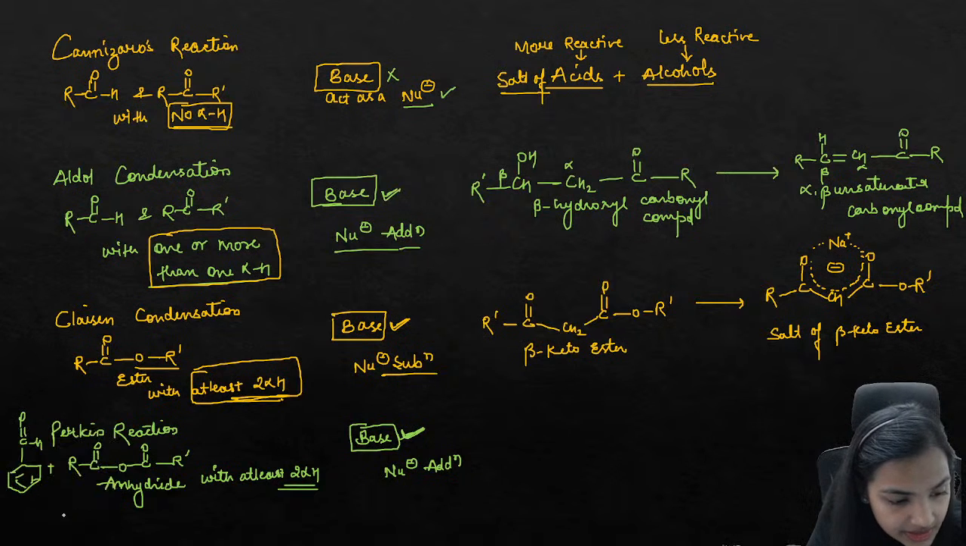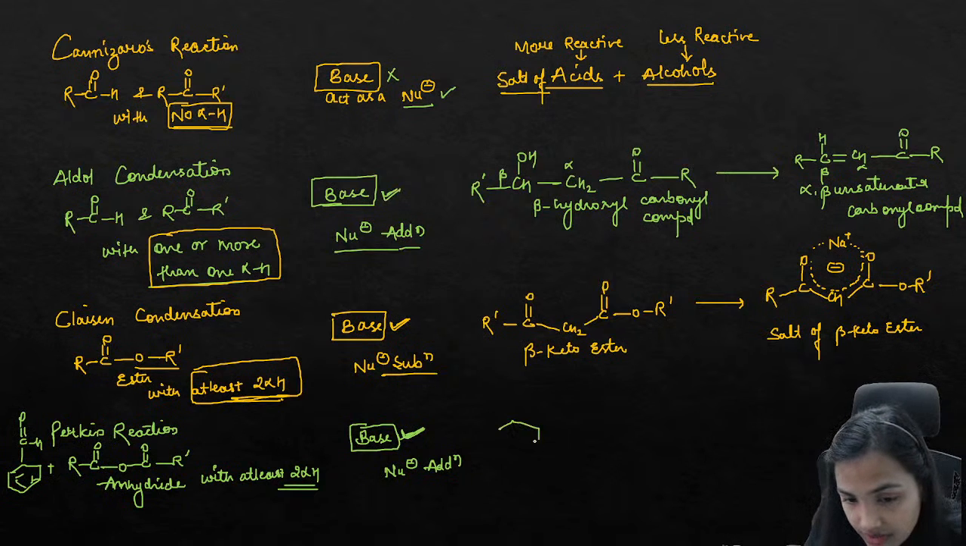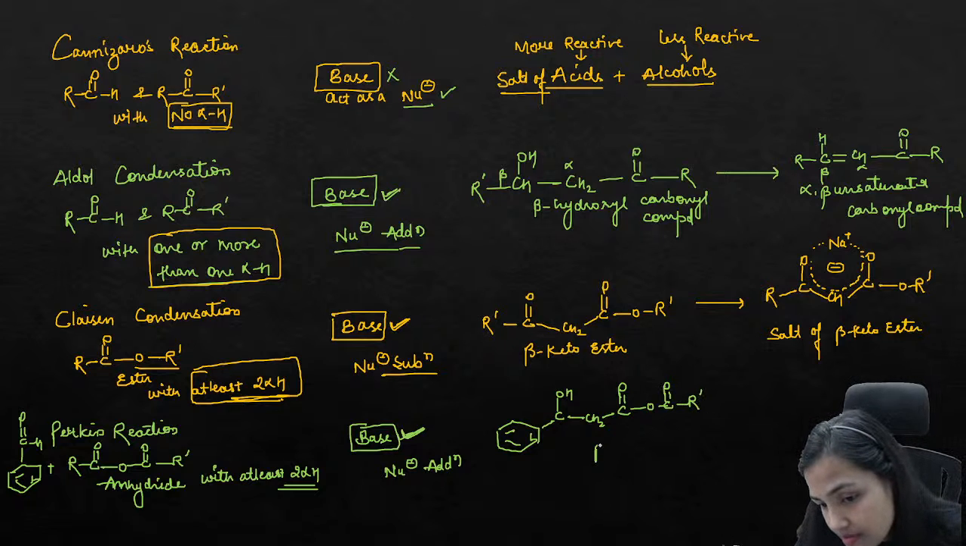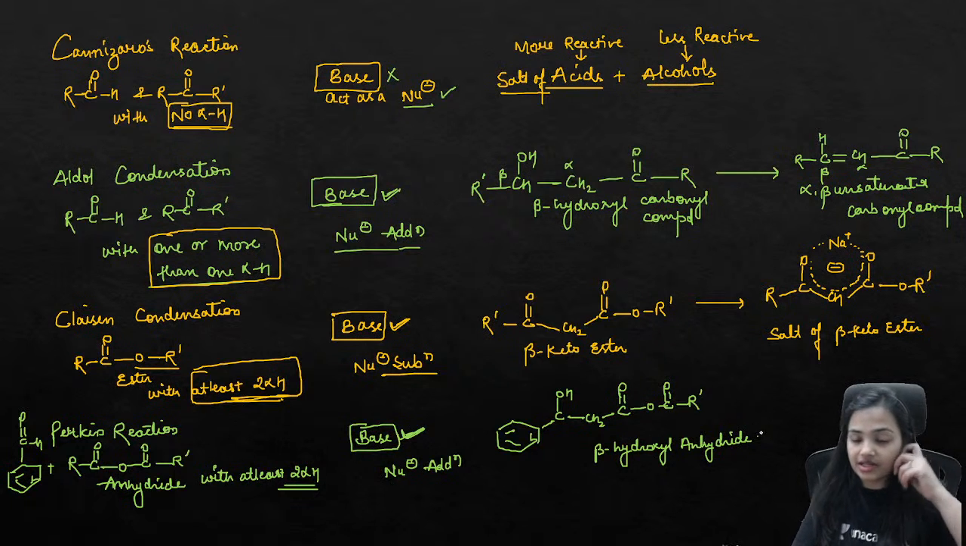We have a benzene, yes. Here we take the benzaldehyde only. So ultimately we will be getting the beta hydroxyl. Okay, that is the beta hydroxyl anhydride. And when we get this, then we can do the elimination of water.